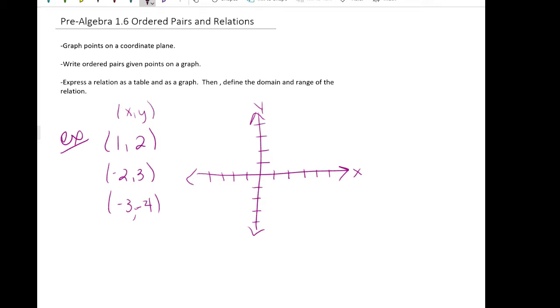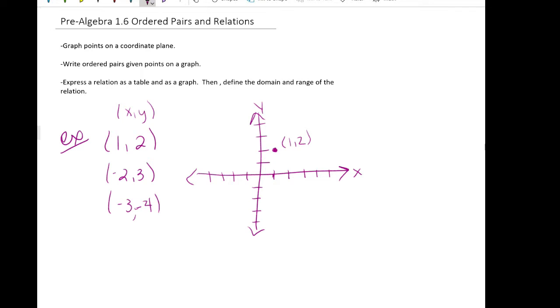So on this x, we find the first number. So if it's positive, of course, we go this way. And if it's negative, of course, we're going to go to the left. So for our first ordered pair, we see it as 1. And then my y, or my rise, is going to be 2. And so my point here is 1, comma 2.